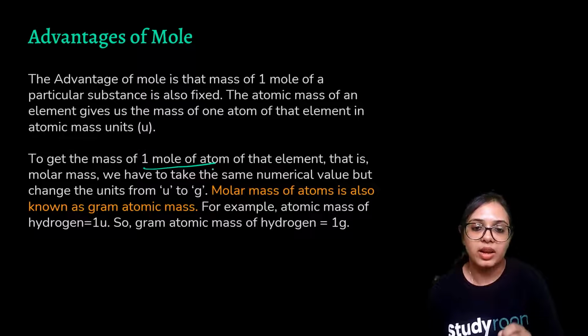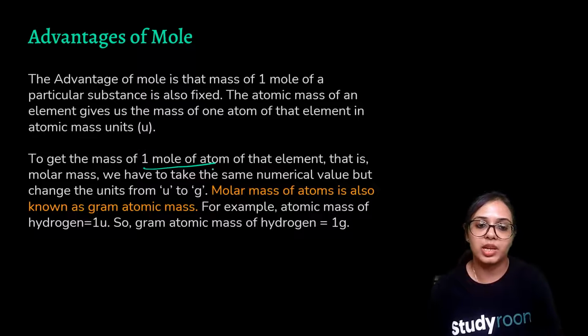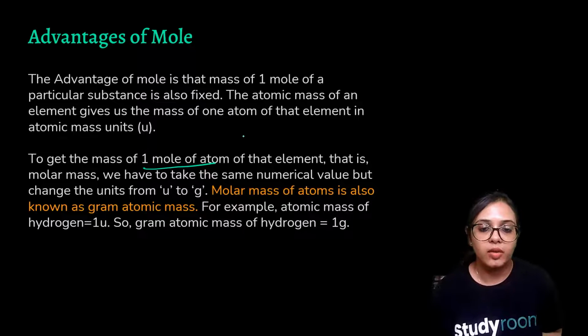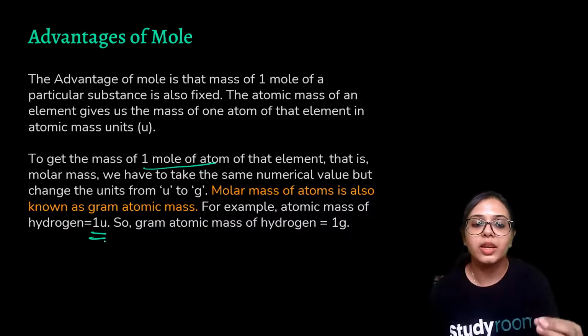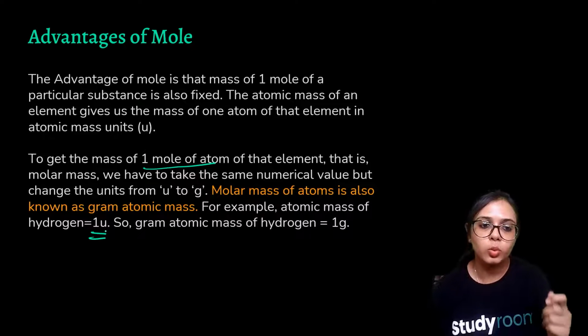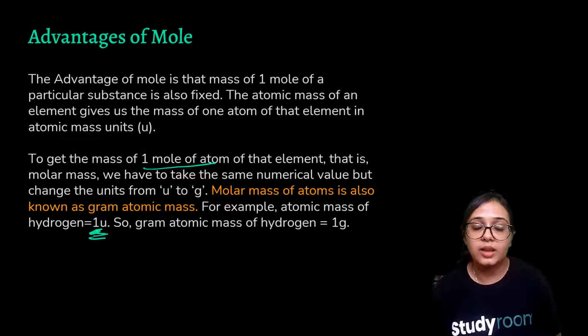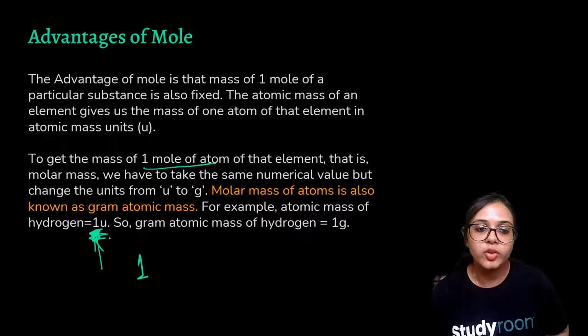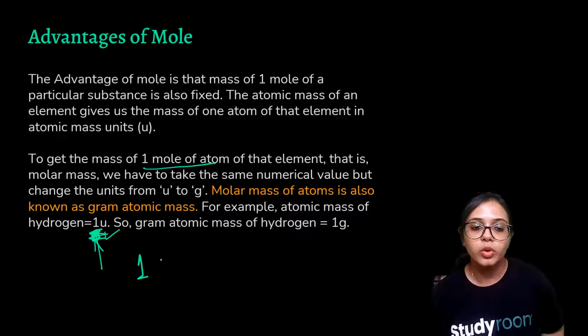So the molar mass of an atom is also known as gram atomic mass. In simplified terms, for example, the atomic mass of hydrogen is 1 U. If you were to calculate the molar mass of hydrogen, you will only look at the number. So what is the number over here? The number is 1, and you will replace the unit from U to G.